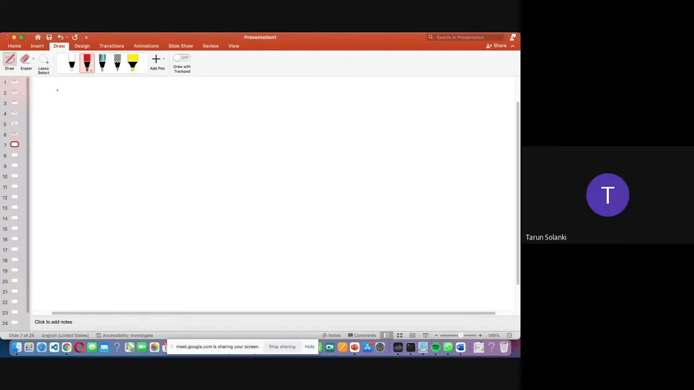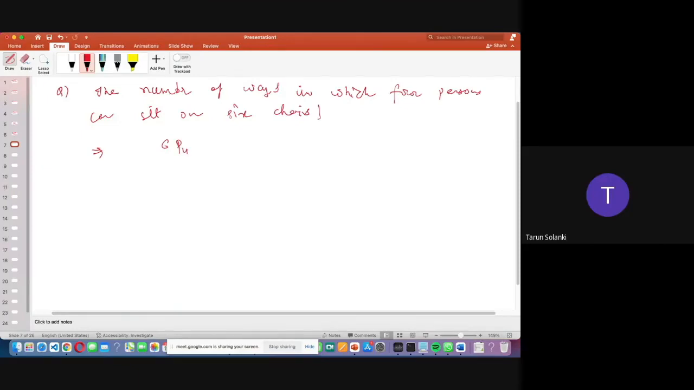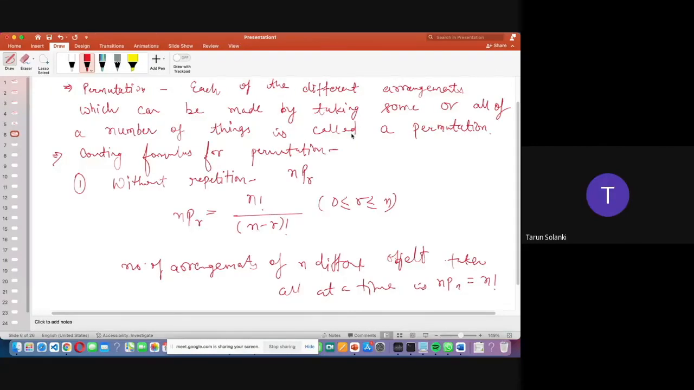Suppose we look at one example. The number of ways in which 4 persons can sit on 6 chairs. So that is 6 chairs for 4 people. So 6P4. That is 6 into 5 into 4 into 3. So that becomes 360. Okay. So you can first make a note of this.